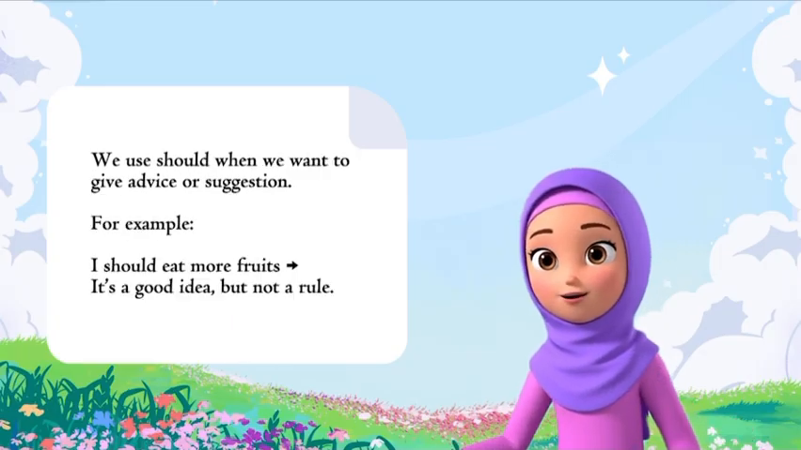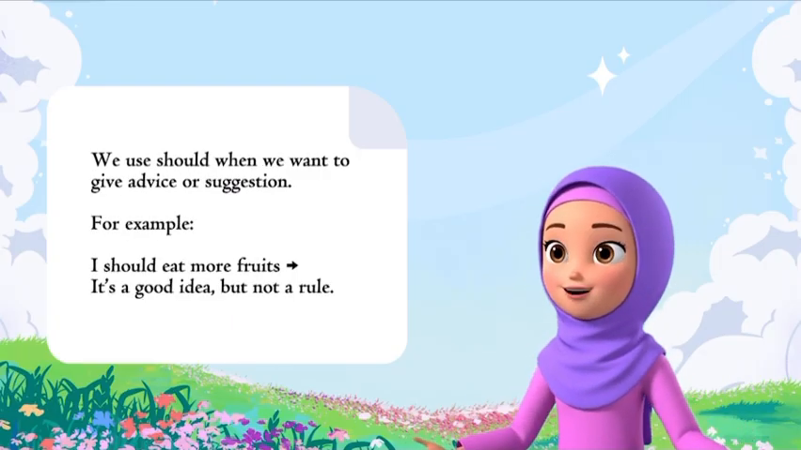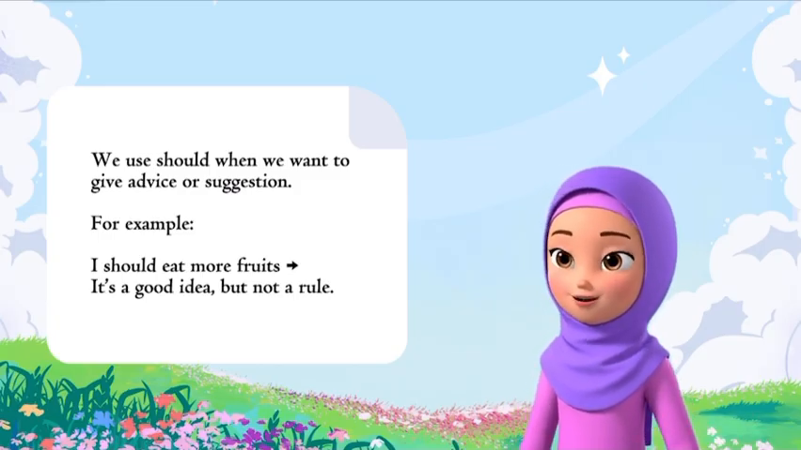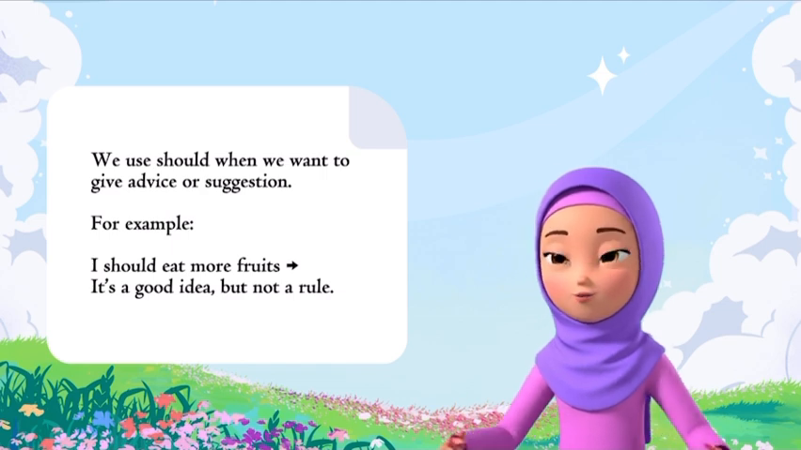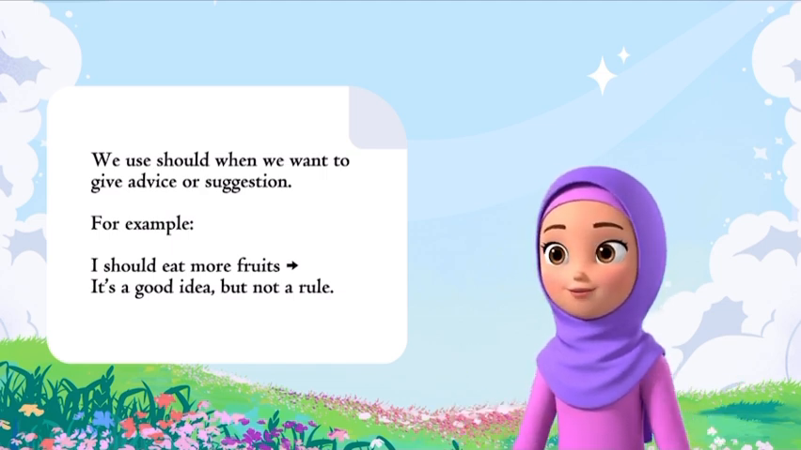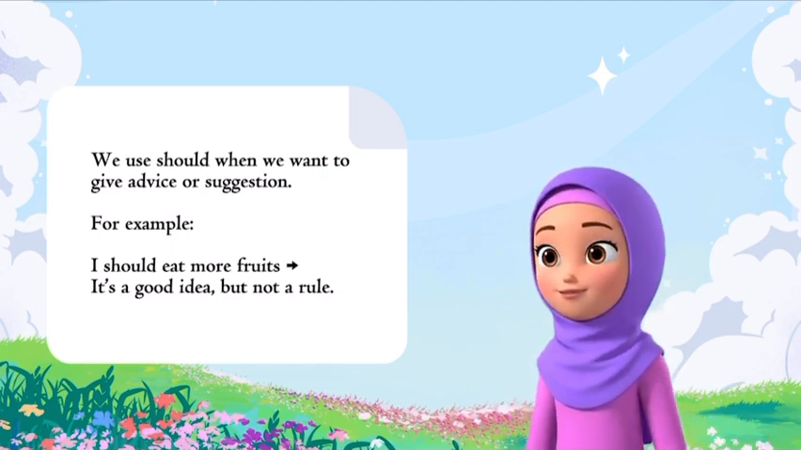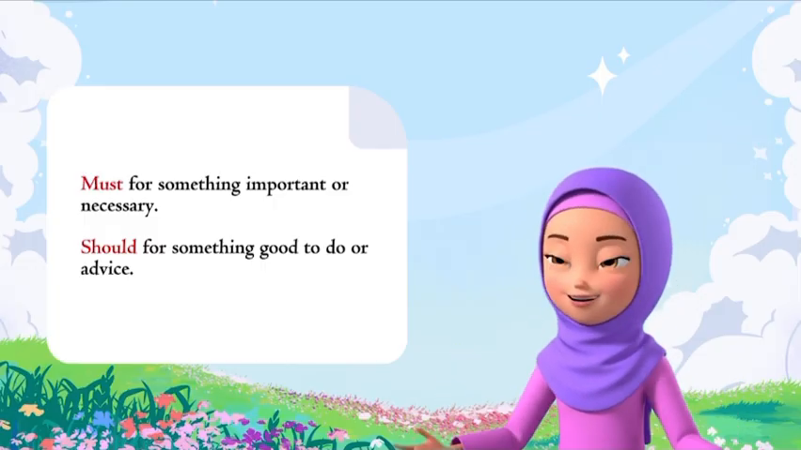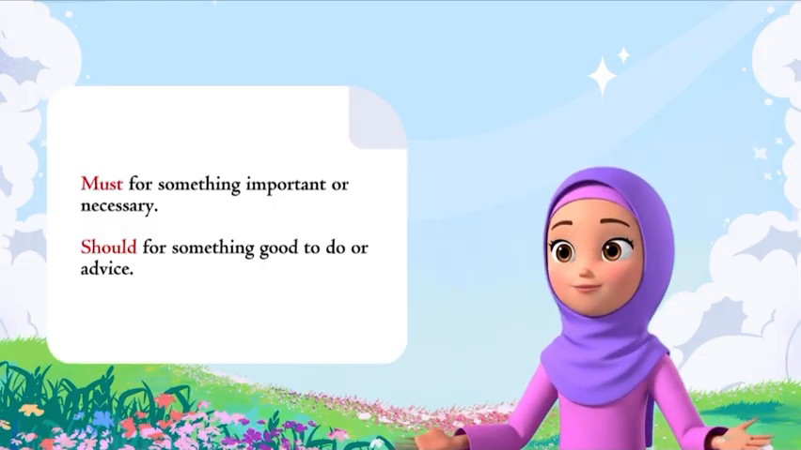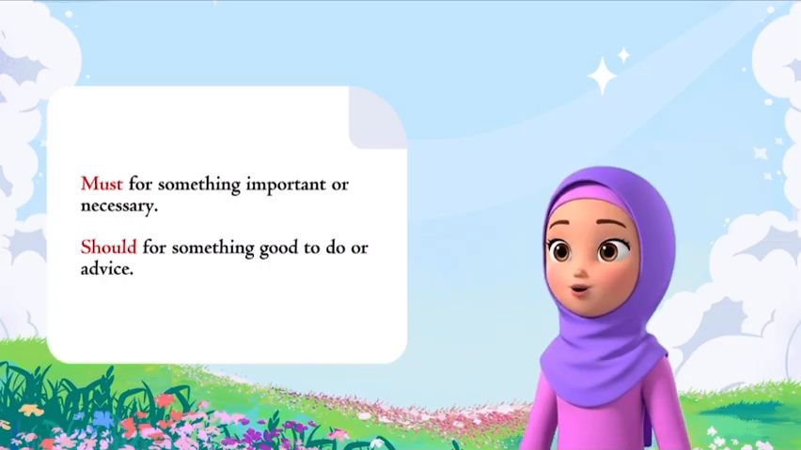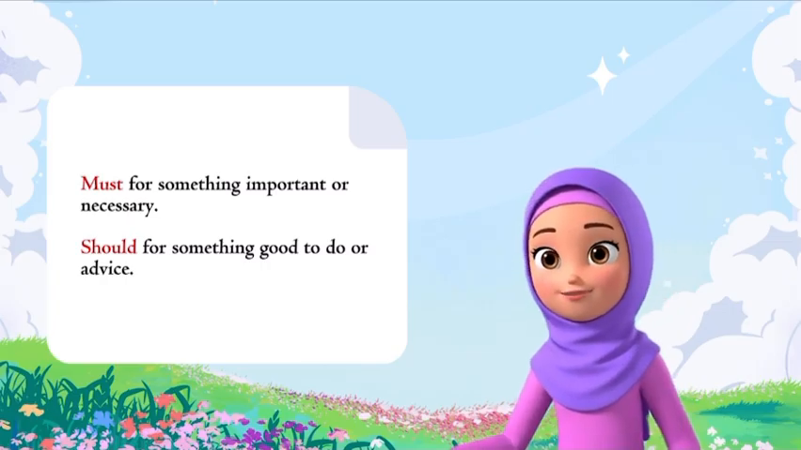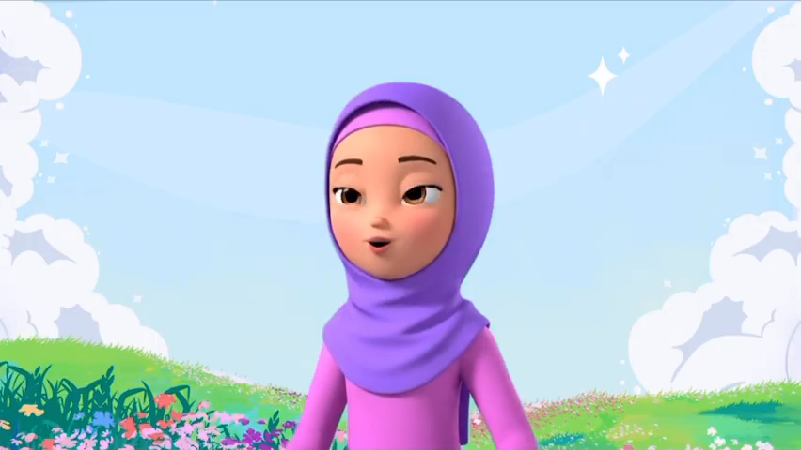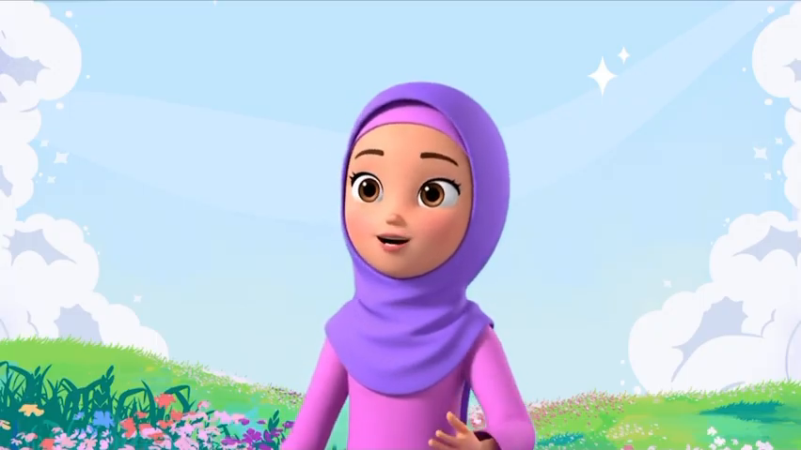We use should when we want to give advice or suggestion. For example, I should eat more fruit. It means it's a good idea but not a rule. So, remember, must means something important or necessary, while should means something good to do or advice. Now, let's see how the little prince used them in his story.